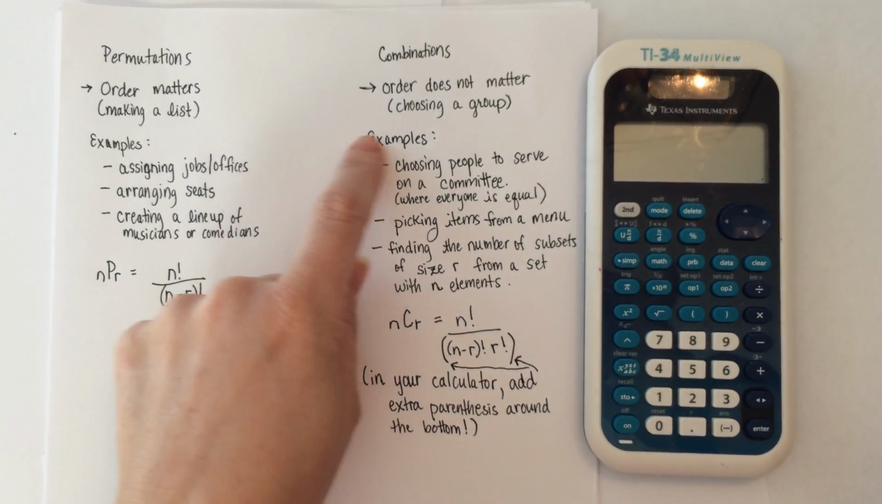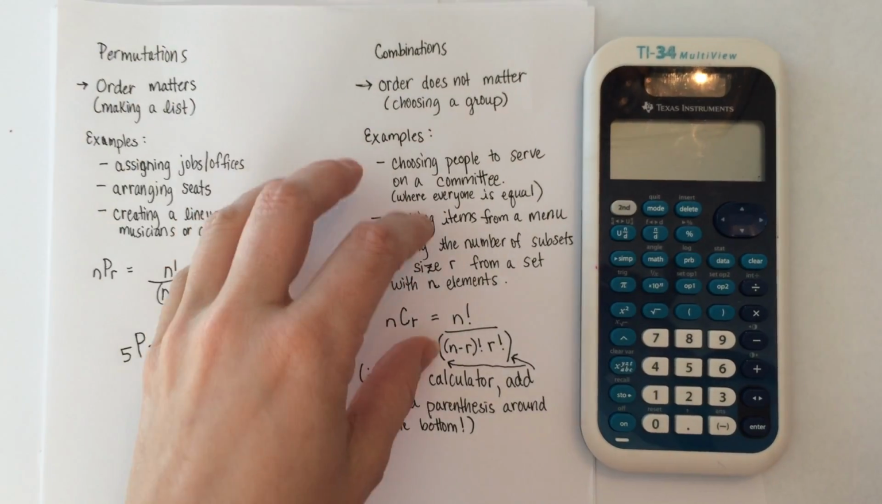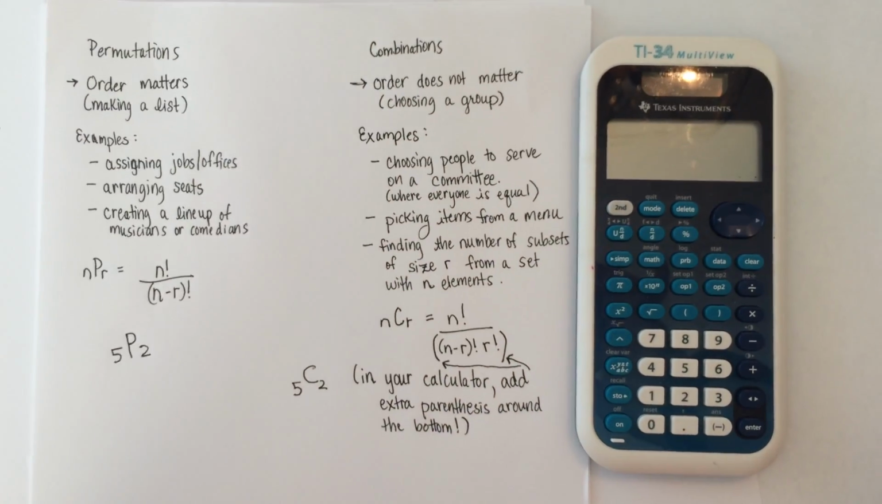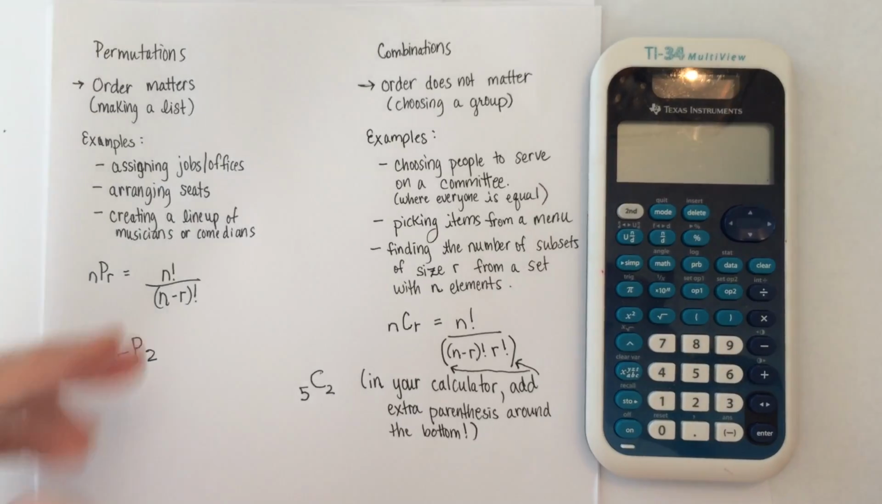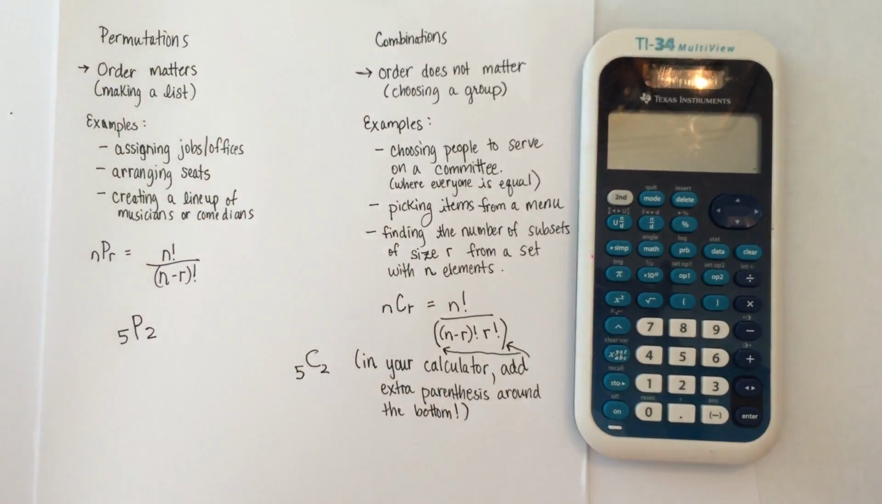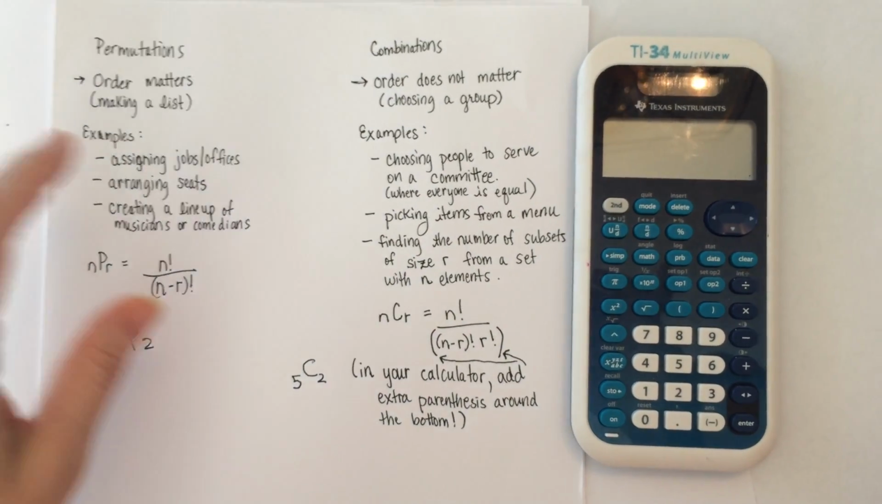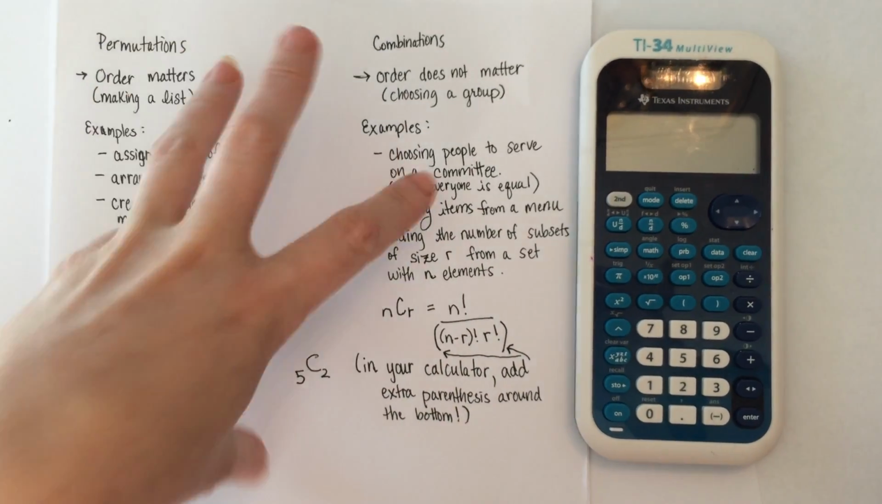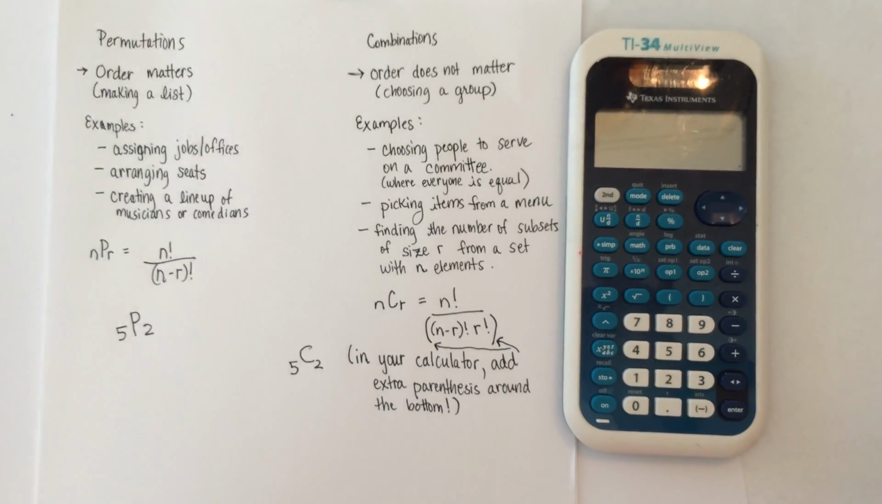For combinations, this is where you're just choosing a group. Like if I just want to choose 5 balls out of 10 balls in a bin. And so order doesn't matter. It doesn't matter if I choose one first and then another one. Just whichever 5 I get, it doesn't matter.